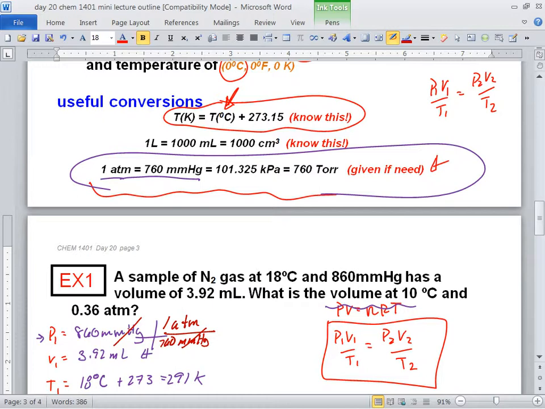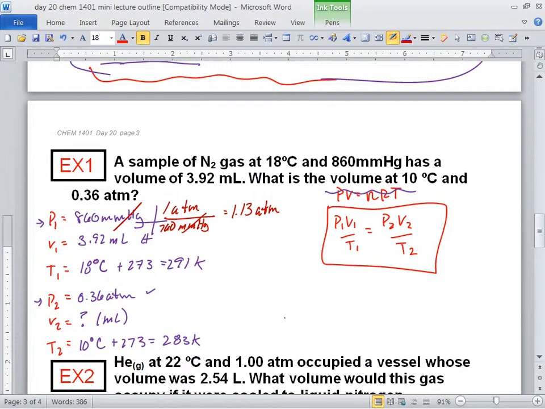So we got to divide 860 by 760. I get about 1.13 atmospheres. Okay, so now you have them all, except for V2. Plug them all in and solve for V2. It'll come out in milliliters. See if you can get it to work.